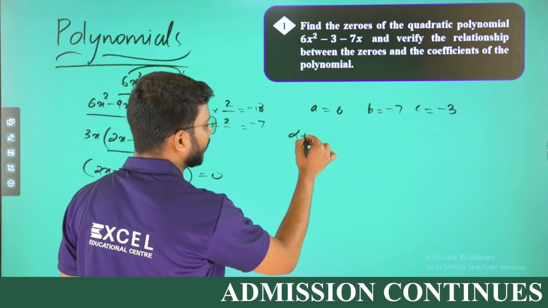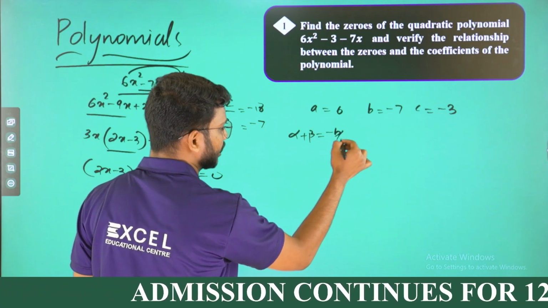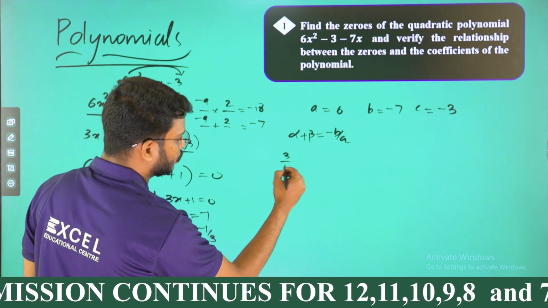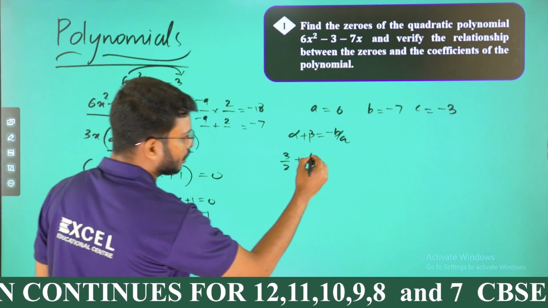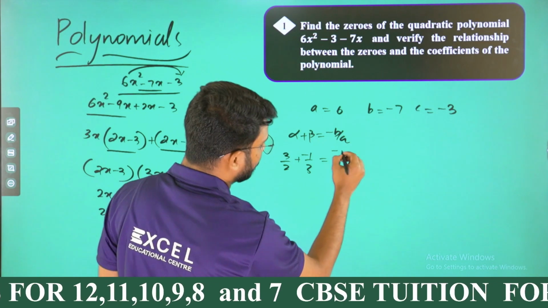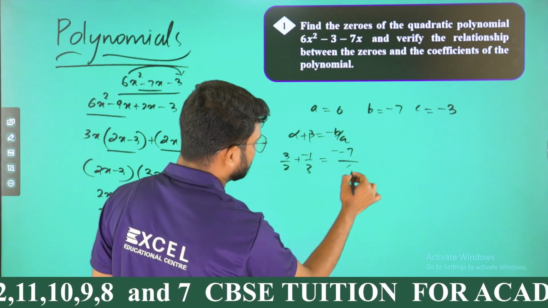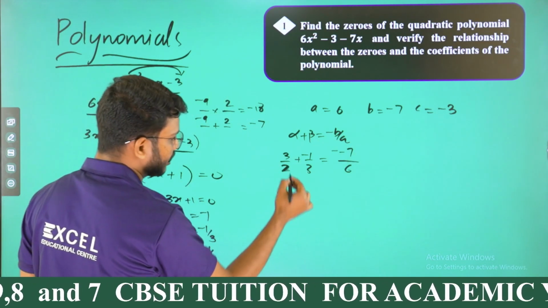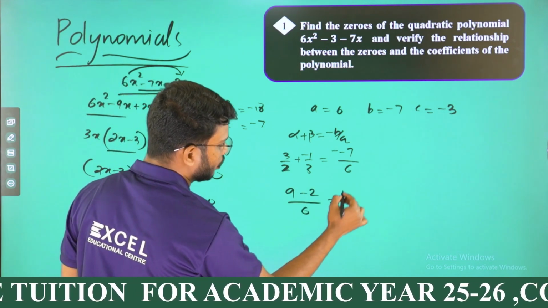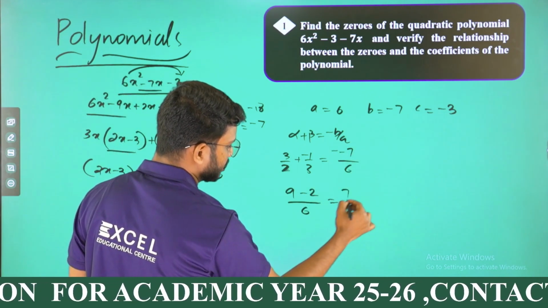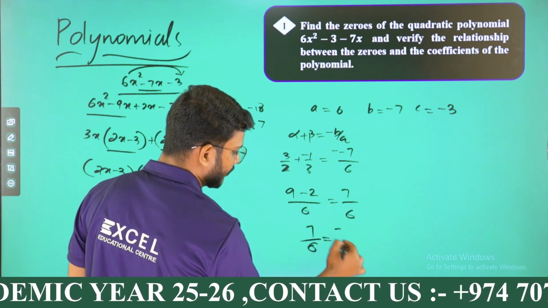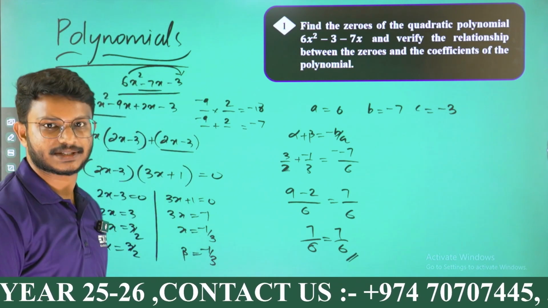We have to verify alpha plus beta is equal to minus B by A, right? So we can substitute the values. Alpha 3 by 2 plus beta negative 1 by 3 is equal to minus B by A. Minus of B is equal to already negative 7 divided by A 6. So let's cross multiply here. It becomes 9 minus 2 by 6 is equal to negative become positive, 7 by 6. So 9 minus 2, 7 by 6 is equal to 7 by 6. Hence verified. The first one finished.